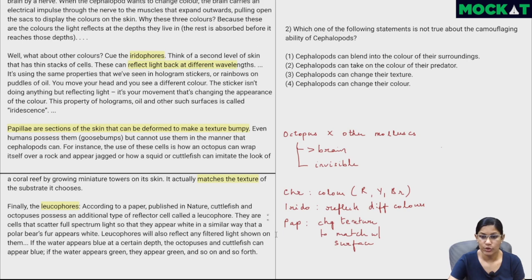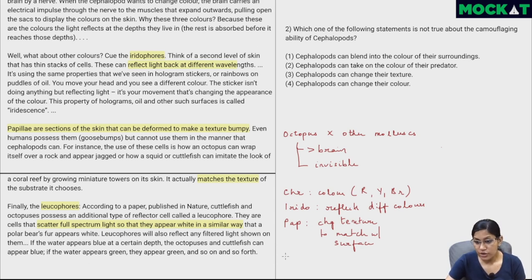These are cells that scatter full spectrum light so that they appear white in a similar way that the polar bear's fur appears white. Leucophores will also reflect any filtered light shown on them. If the water appears blue at a certain depth, the octopuses and cuttlefish can appear blue.